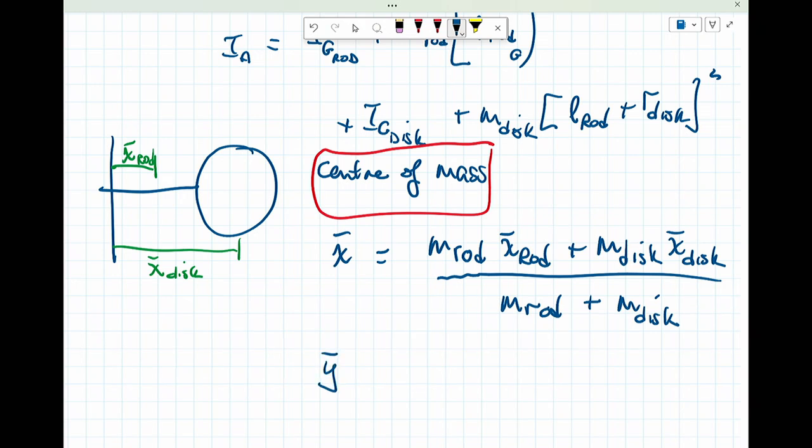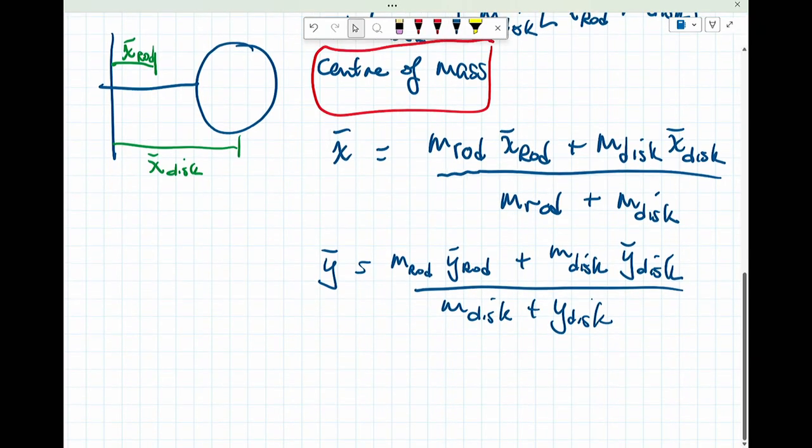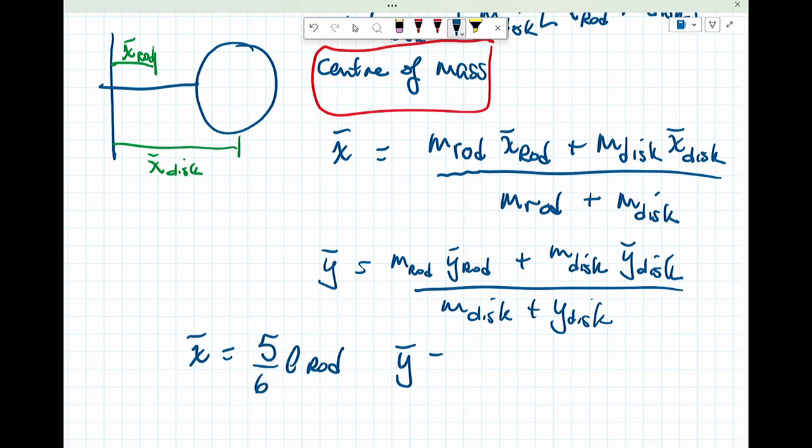Now in this particular case, y bar is going to end up being equal to 0, and it'll be mass of the rod, y of the rod, plus mass of the disk, y of the disk. So once you have all of that, you can figure out everything else to deal with a system.